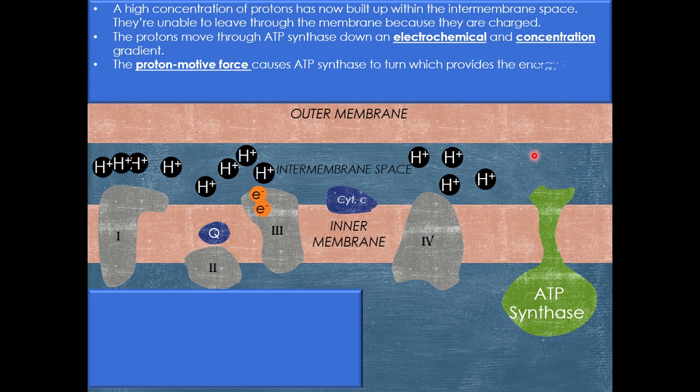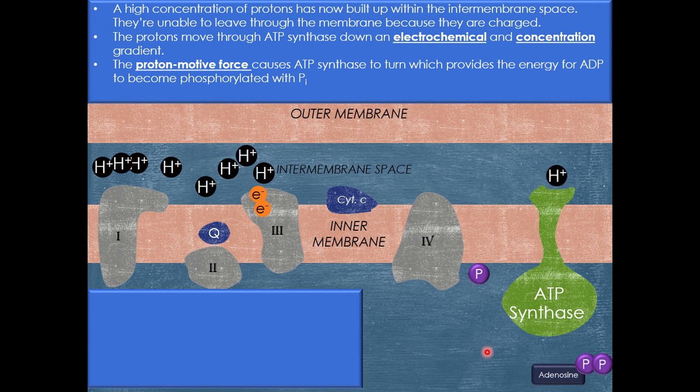So what happens is the hydrogen ions move down these gradients, electrochemical and the concentration gradient, and as a result of this, it causes something called the proton-motive force, which is this turning movement of this bottom subunit of ATP synthase, and this causes ADP, adenosine diphosphate, notice it had two phosphates, to become ATP, adenosine triphosphate.